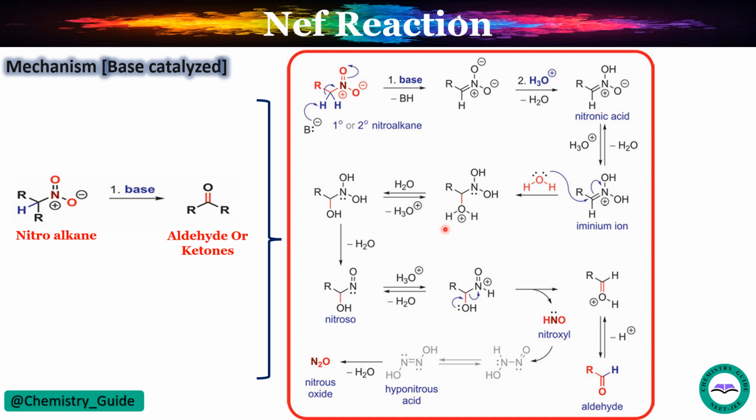In the next step, there is a deprotonation to give the N,N-dihydroxy compound. Upon dehydration, this compound is converted to nitroso, and nitroso further reacts in acidic medium, where a water molecule is liberated. In the first step, the electron density of this oxygen atom bounces back, and this double bond is kept open.